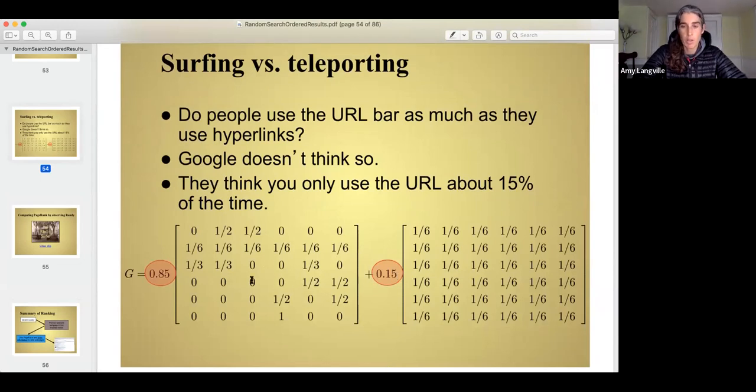A convex combination of stochastic matrices is stochastic, so the sum of these is a P matrix. We could power it; it's small enough for this example. Of course, Google isn't going to power a billion by a billion matrix. They don't even store it as a matrix. That's a whole other talk.